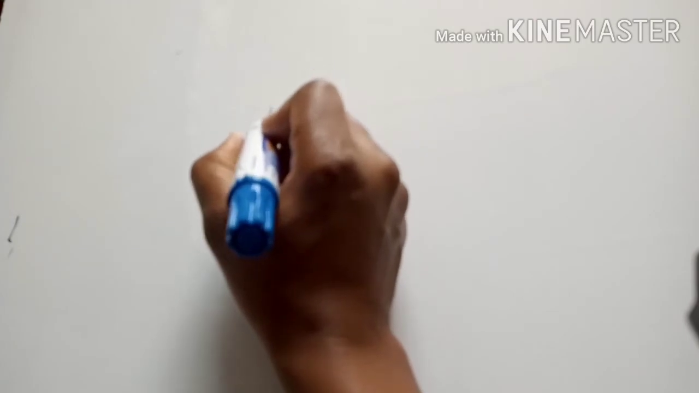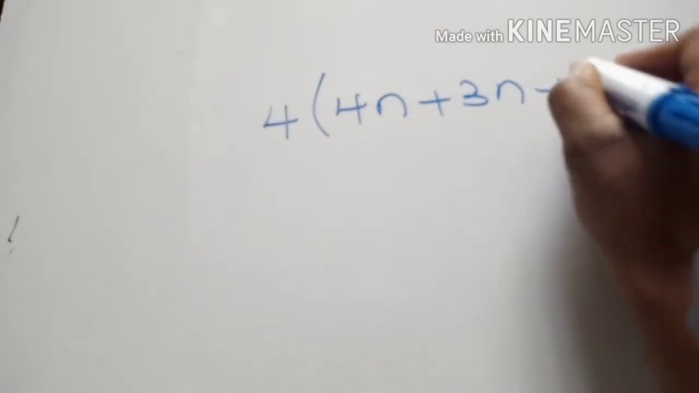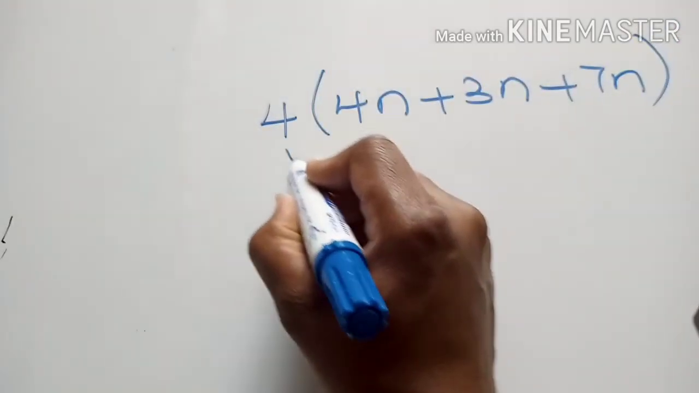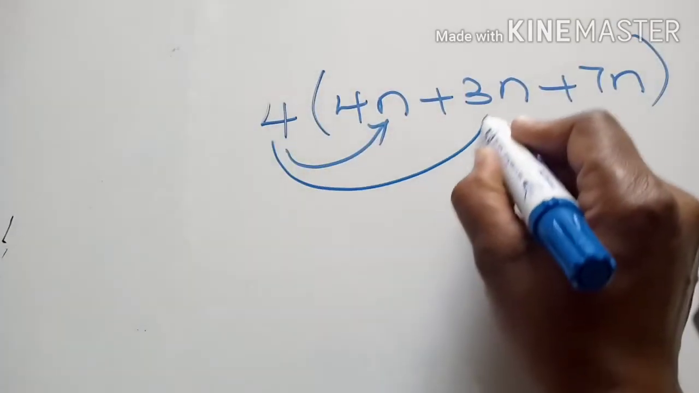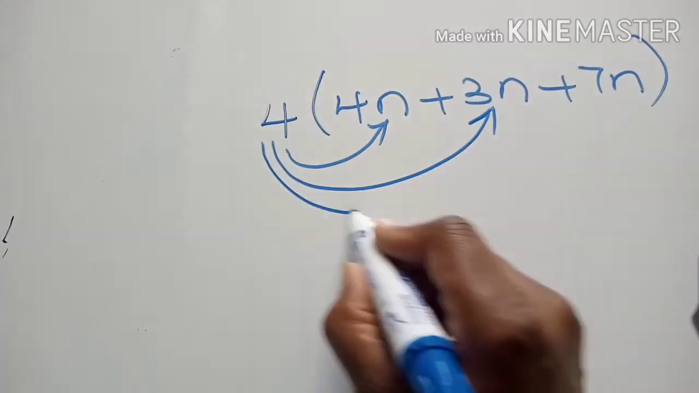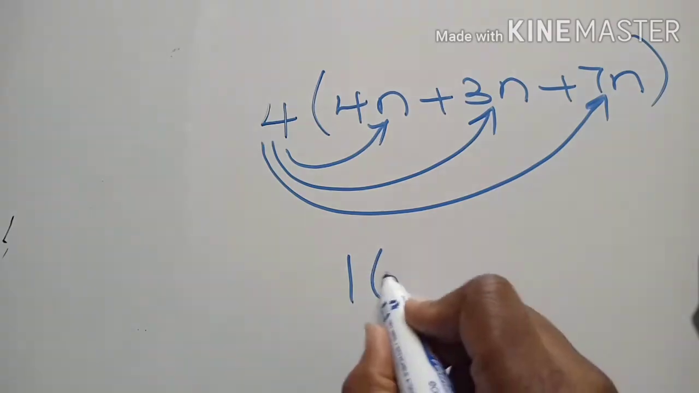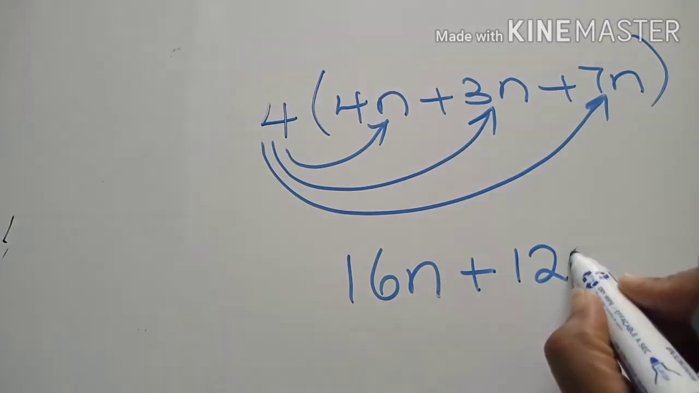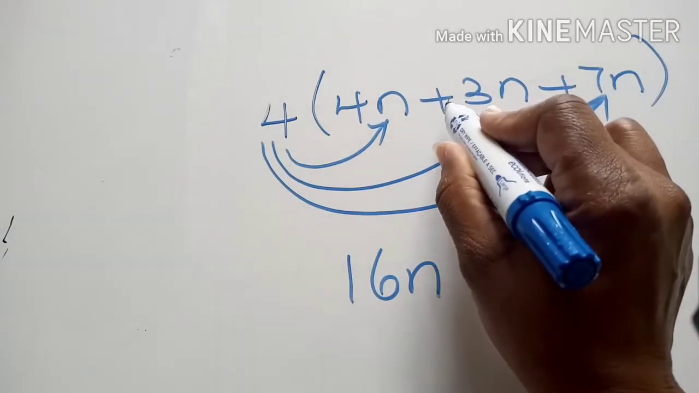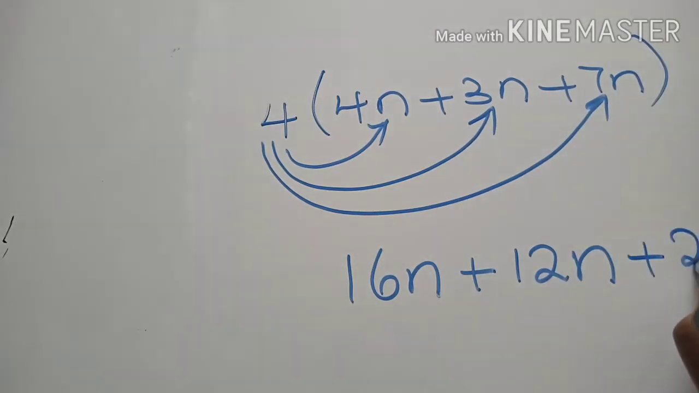Now if I had a longer one, like 4 into brackets 4n plus 3n plus 7n, I would say this has to be multiplied by that. 4 times 4n. 4 again has to multiply 3n. And this 4 again has to multiply this term 7n. So 4 times 4 is 16n. 4 times 3, that is 12n. It goes with its sign. And then 4 times 7n is 28n.